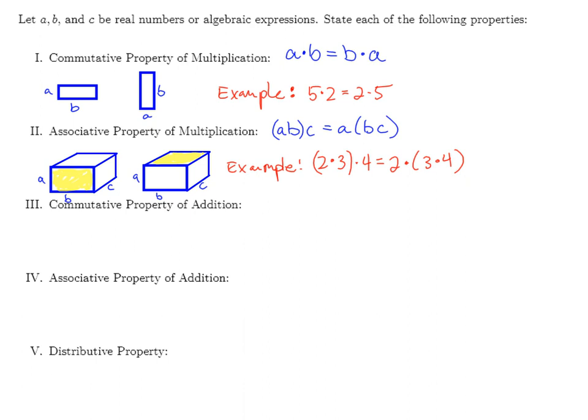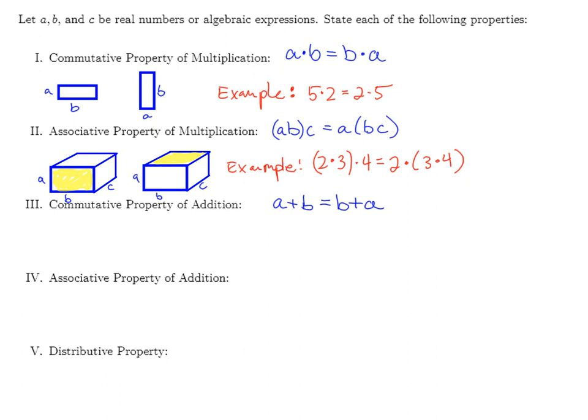Next, we're going to look at the commutative property of addition. The commutative property of addition states that A plus B is equal to B plus A. And so again, to commute something is to move it, and so we're changing that order. A plus B is equivalent to B plus A.